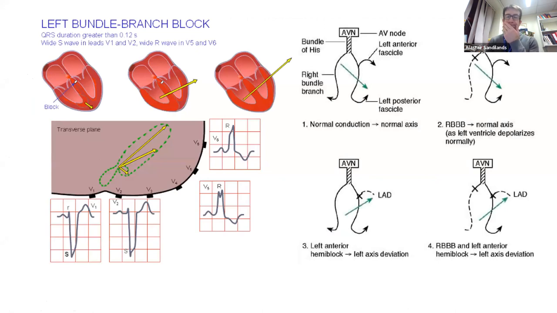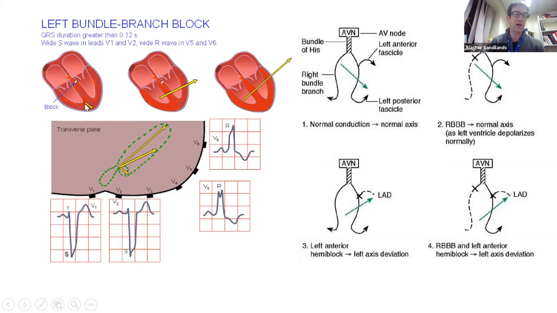Okay, so what does that mean? If we try to display what goes on during left bundle branch block and why you get signals like this, effectively there are three waves of depolarization. The little white square here says block, meaning there's no conduction going to the left ventricle, so it has to come to the right first.